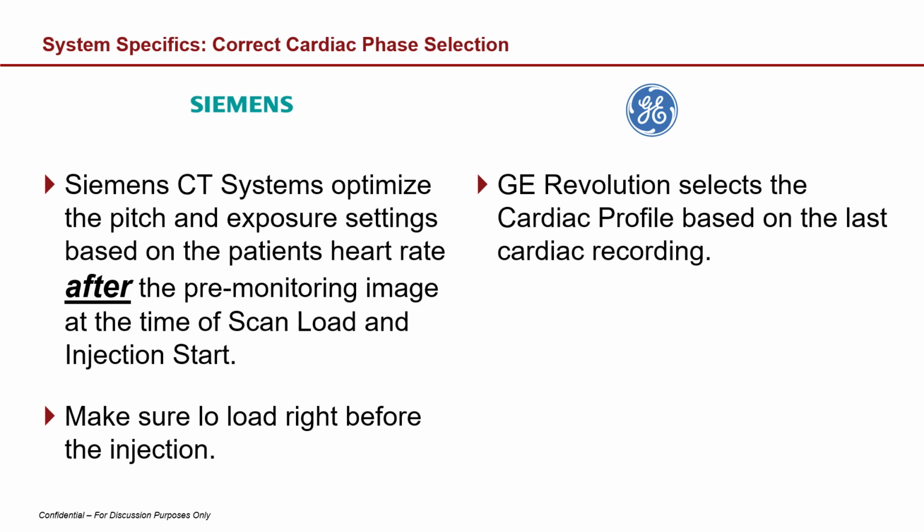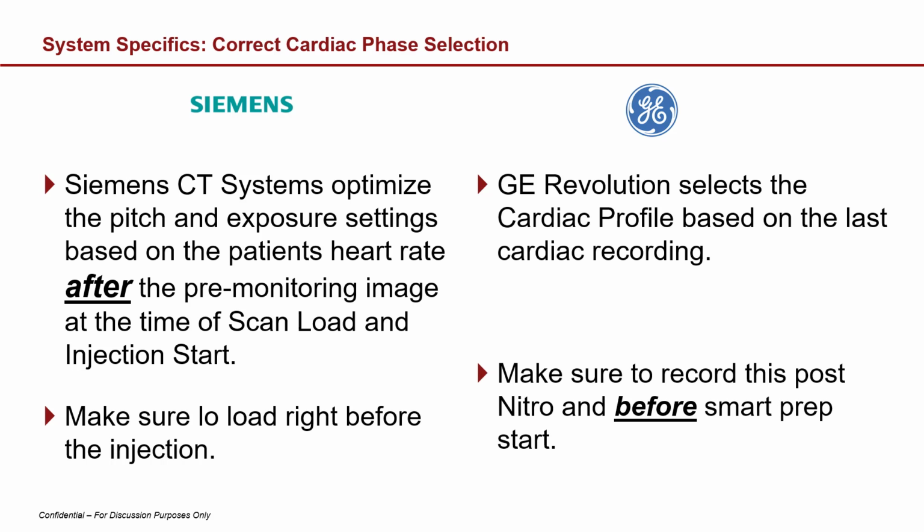Now, if you're on a GE Revolution on the wide detector system, it's going to be based on the last cardiac recording. So you want to make sure that cardiac recording is done after the nitroglycerin as well. And it turns out that you can't redo the recording after you've taken your initial smart prep. So you want to make sure that you give your nitroglycerin, you wait 2 minutes, it's dissolved, it's time to scan, record the heart rate, make sure that it represents as close as possible what it's going to be like post nitroglycerin, and then you can take your smart prep, you place your ROI, you start your injection, and your bolus tracking at that time, and that should resolve the problem.